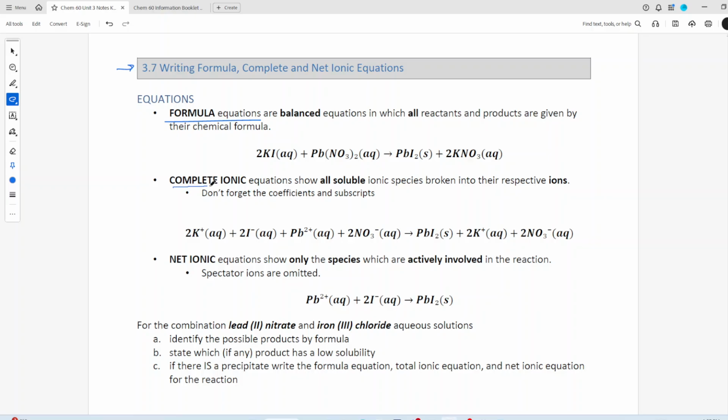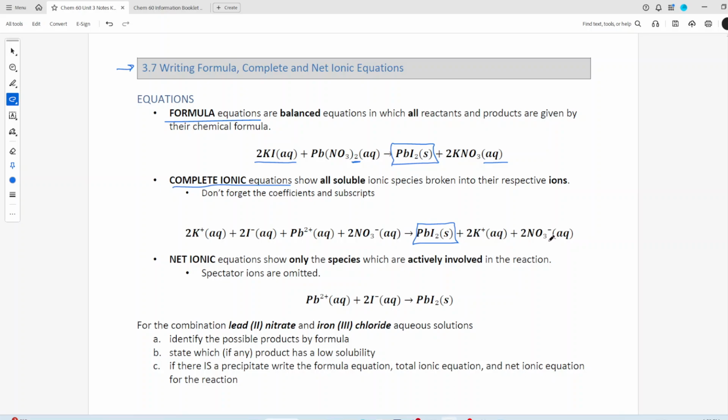Then we have complete ionic equations, which show all the soluble ionic species broken into their respective ions. For example, if you had aqueous potassium iodide, two potassium iodides is actually two potassium ions and two iodide ions in solution. Same thing with the aqueous lead nitrate: it's Pb2+, and the subscript on the nitrate means there are two nitrate ions. These form this solid, which you would not break up into ions because it's not ionic. It is a solid, precipitated out of the reaction. And then you'd have the aqueous solution at the end, which is your two potassiums and your two nitrate ions.